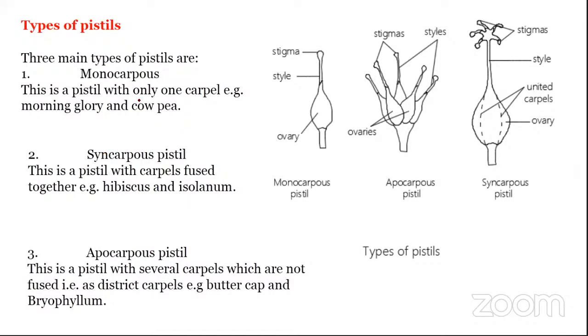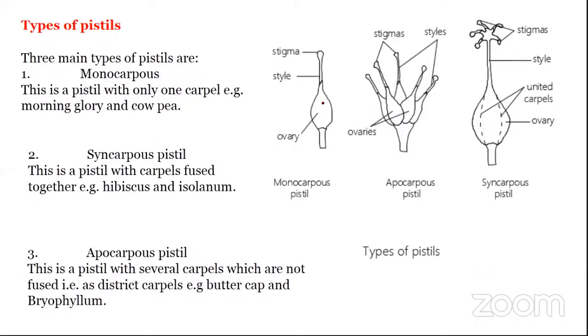So there are three main types of pistils, whereby we have the monocarpous. Mono means one. Then two, we have the syncarpous. This is a pistil with carpels fused together. The most common one is the one for hibiscus. And then we have the apocarpous pistil. This is a pistil with several carpels which are not fused.